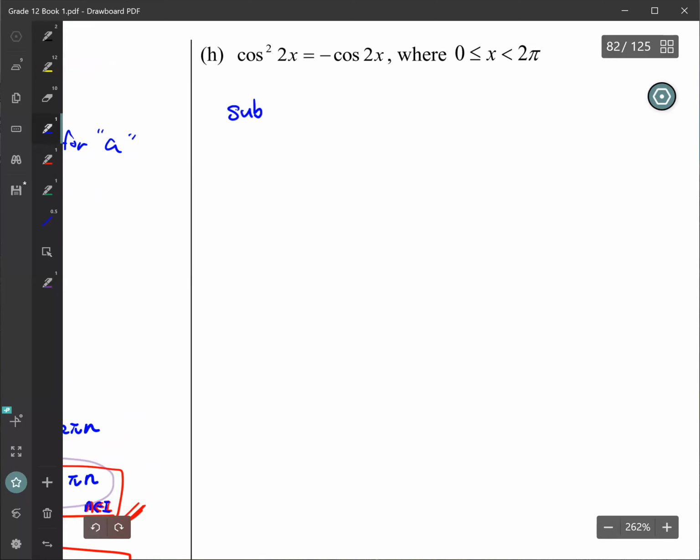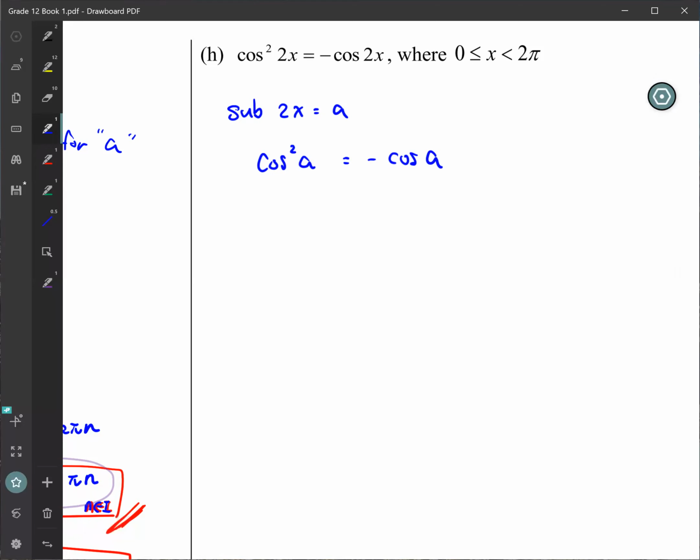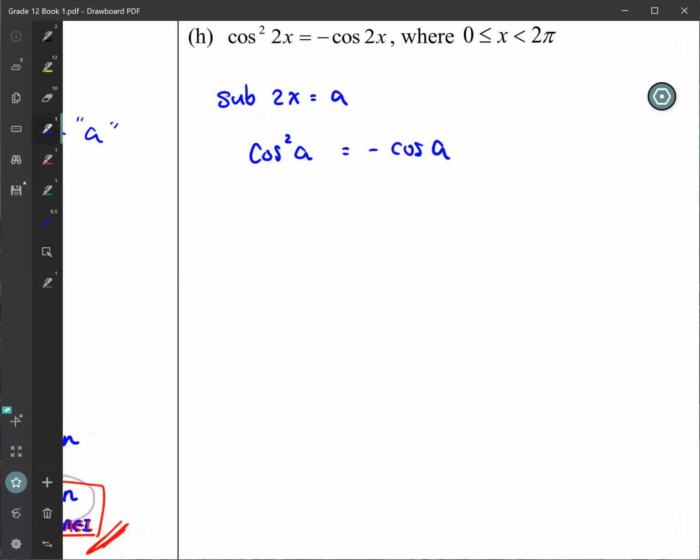What's the substitution here, Tiana? 2x. Yep, so 2x will become A. Our equation will now look like what, Ire? Cosine squared A equals negative cosine A. Yep, make sure you put the square in the middle, or you put the brackets and then square. Now since you don't have 0 on one side, we need to move it over. So it'll be 0 equals cosine squared A plus cosine A.